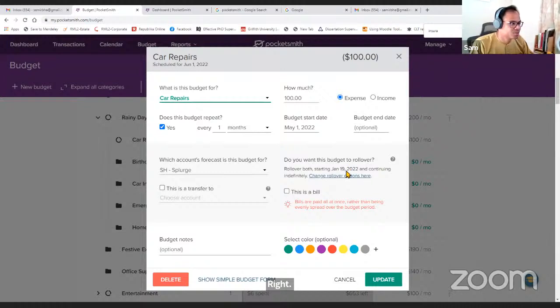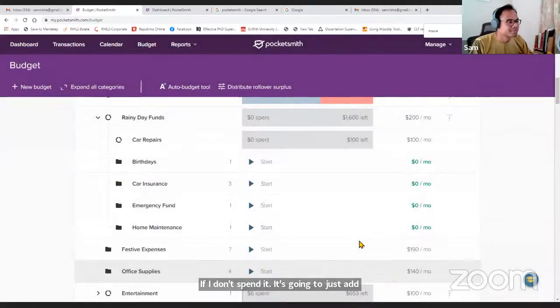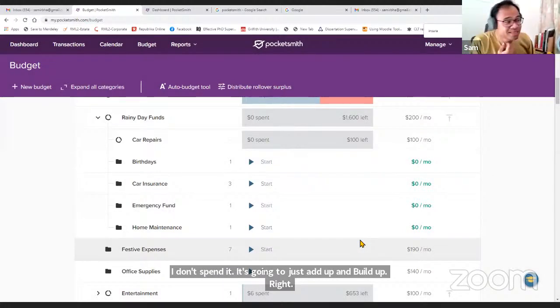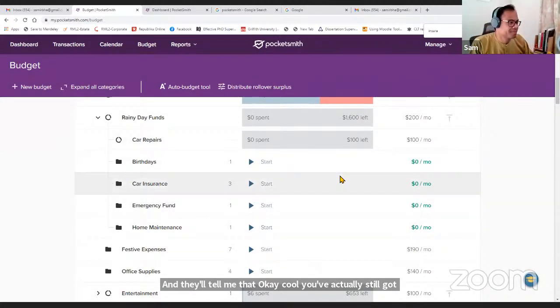Starting Jan 19, 2022 and continuing indefinitely, right? So this means that every month, if I don't spend it, it's going to just add up and build up. And that'll tell me, okay, cool, you've actually still got this much left to spend for car repairs.